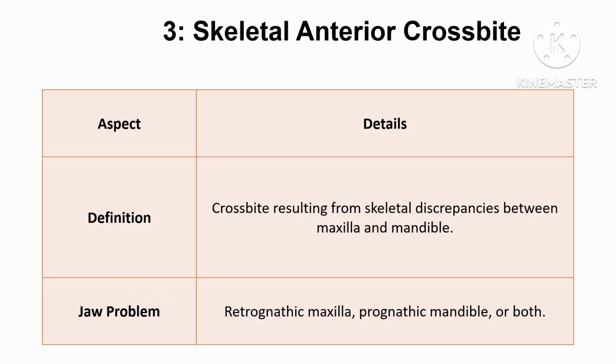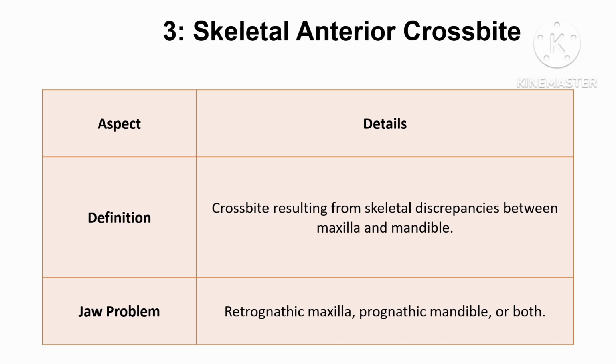We come to skeletal anterior crossbite, which is related to jaw bone growth. When the upper jaw does not grow enough or the lower jaw grows too much, the teeth become misaligned. The class 3 skeletal pattern often runs in families.